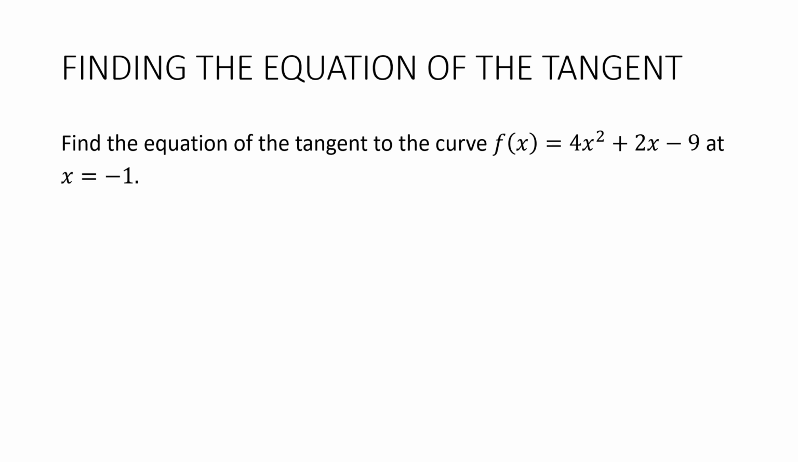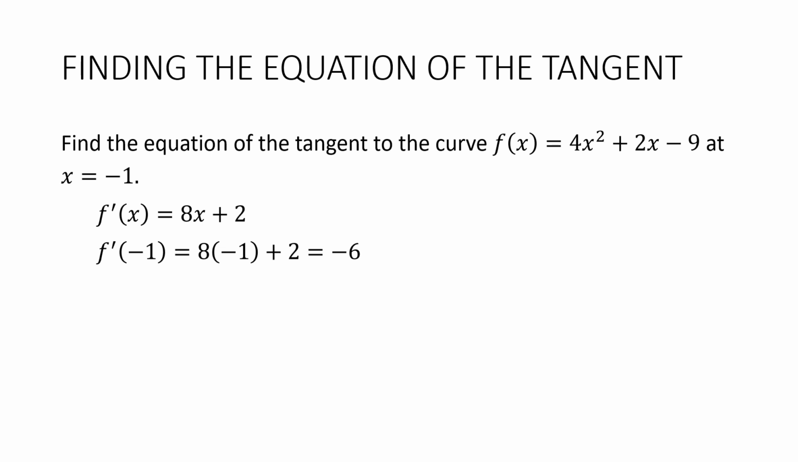We can also find the equation of a tangent. Let's find the equation of the tangent to the curve f of x equals 4x squared plus 2x minus 9 at x equals -1. We'll start by differentiating. F dashed of x is equal to 8x plus 2, and we'll substitute in -1 for x. So the gradient of our tangent is -6.